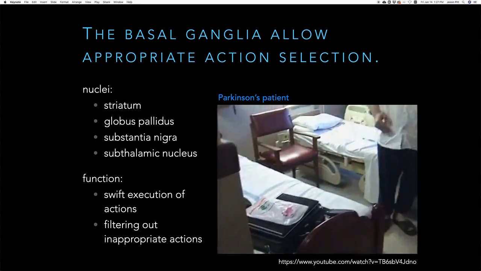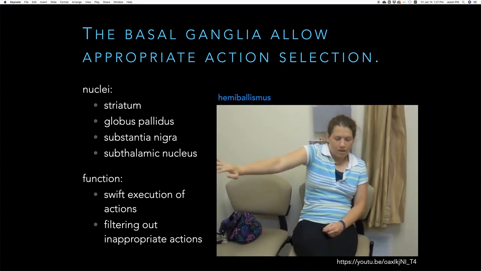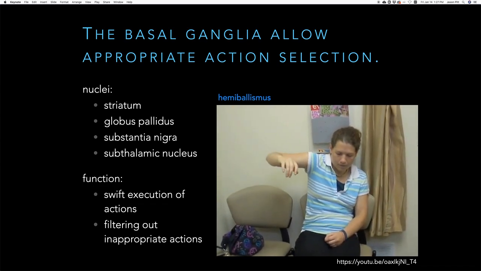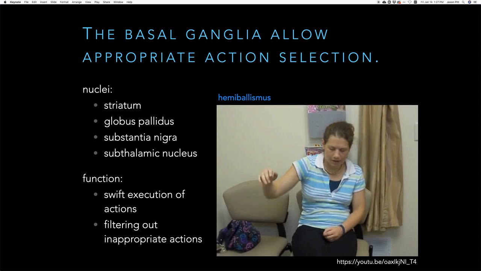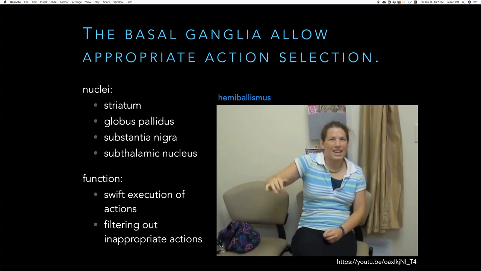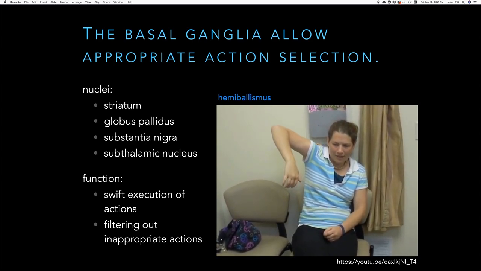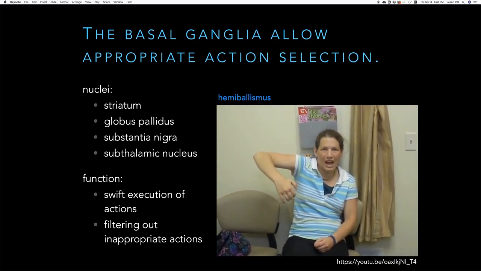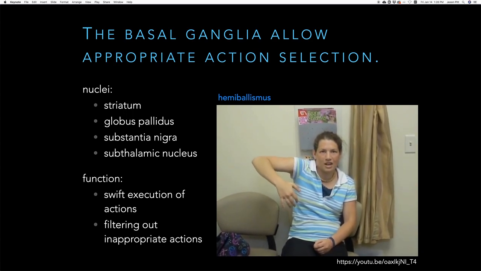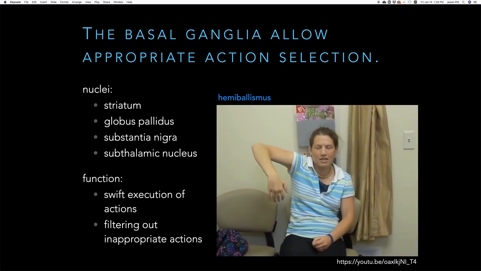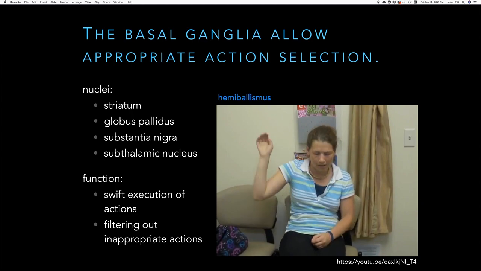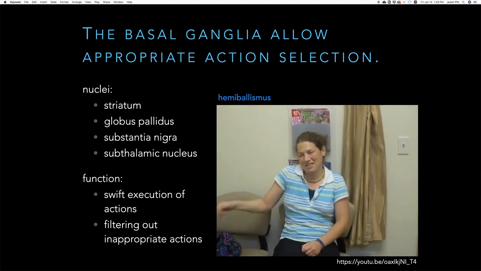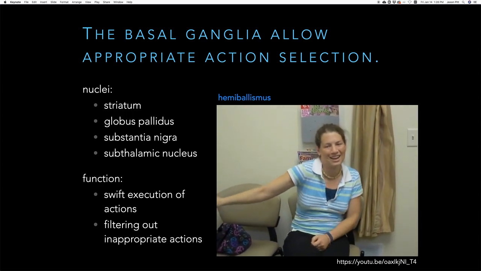On the other hand, damage in the basal ganglia can cause an excess of movement. Here we see hemiballismus. Now she doesn't want to move. These movements are all involuntary and I suppose painful, as she describes it. So damage in the basal ganglia can make it hard to execute action, or it can cause us to move in an uncontrolled manner. And that's because there's two different pathways, at least, that run through the basal ganglia that do different things.